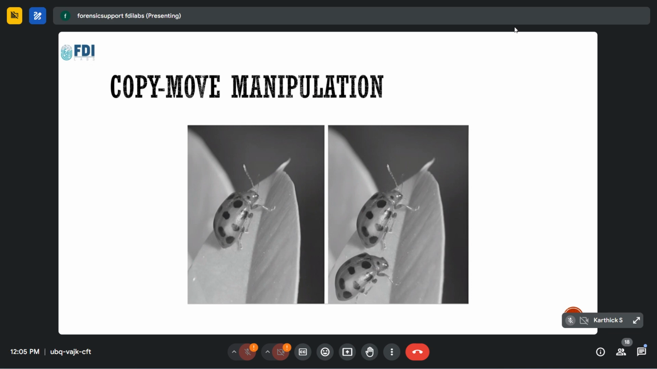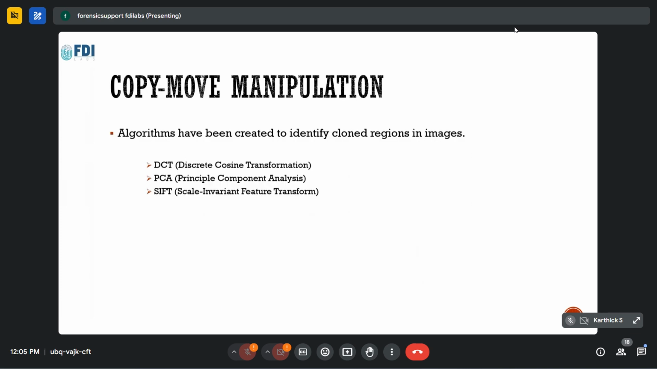This technique is done using concepts called DCT and PCA, which we'll see in the upcoming slides. What is DCT, what is PCA, and what are SIFT transformations? These are the algorithms that have been created to identify copy-move manipulation, the cloned, duplicated region of that area.